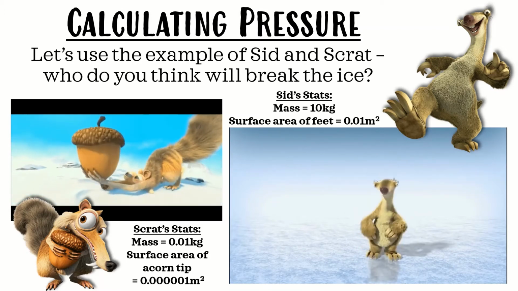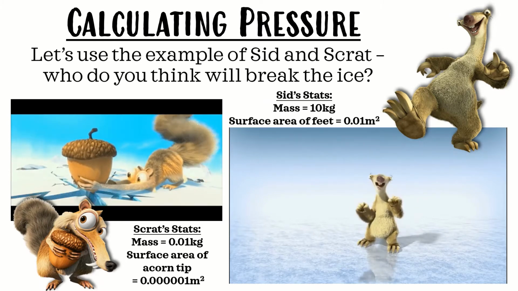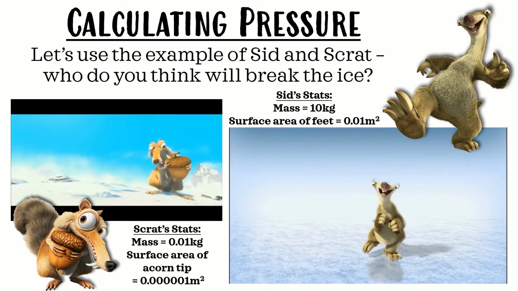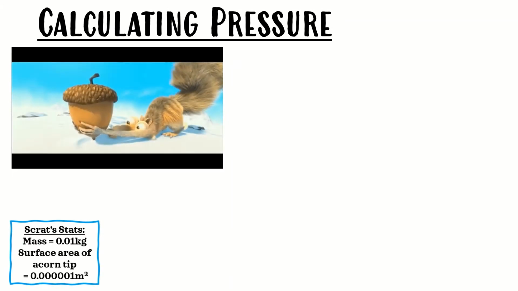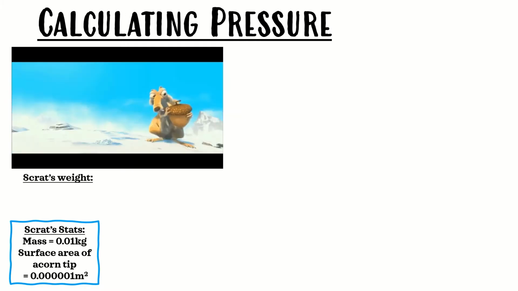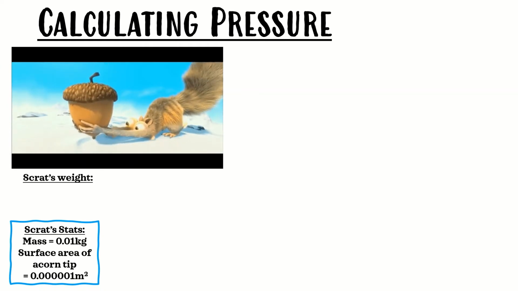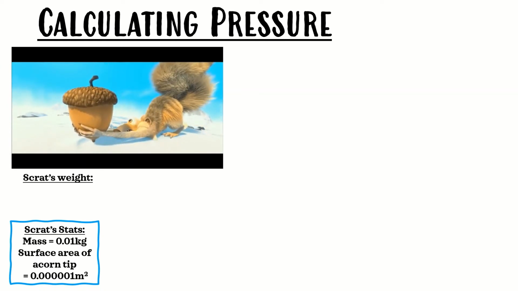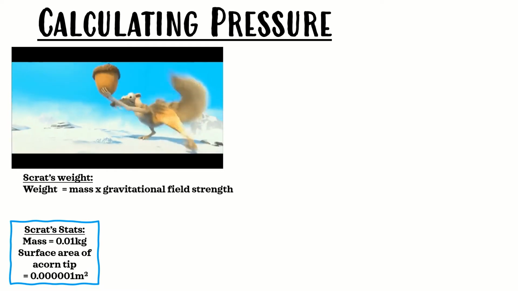Let's do some calculations now and work out whether it's Scrat and his acorn or Sid doing his Sid shuffle that is going to have an effect on the ice. So let's go ahead and calculate the pressure. We'll start with Scrat and his acorn. We have the mass of the acorn there, 0.01 kgs, but of course the force that is being applied on the ice is due to the weight of that acorn. So first we need to work out the weight.